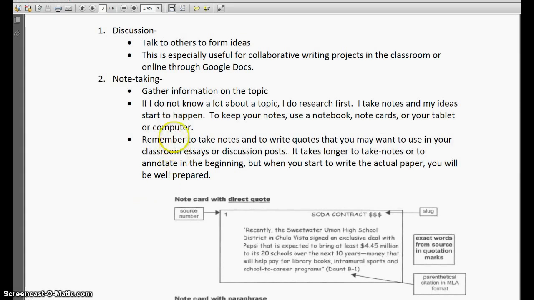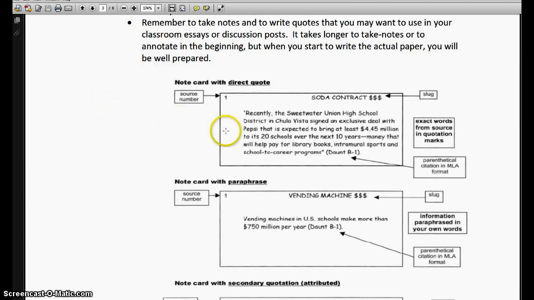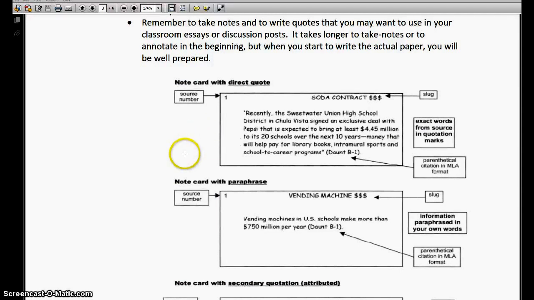Note-taking also, if I don't know a lot about a topic, I do research first. I'll read magazines, I'll look on the internet, and as I'm doing that, I write down information. Or if I find an article that I really like, I will maybe write a postcard, a card like this. A card like this, maybe write the subject, who wrote it, where I found it. I also print off articles and keep them.